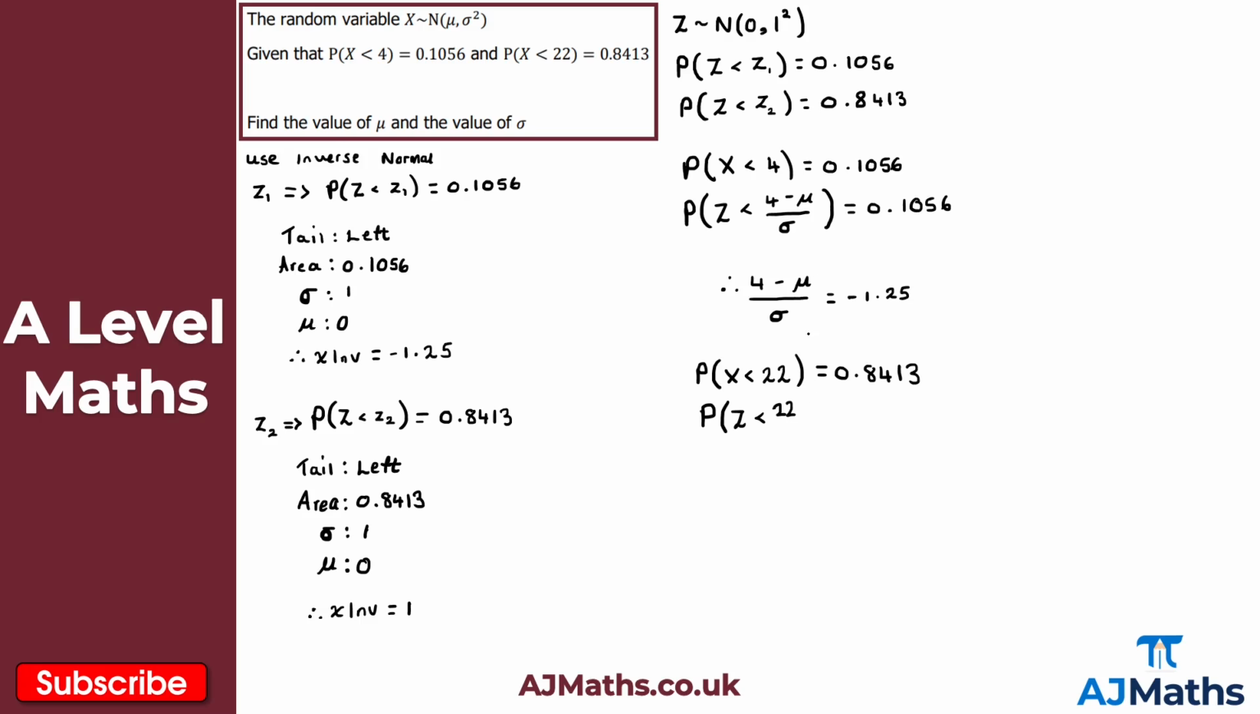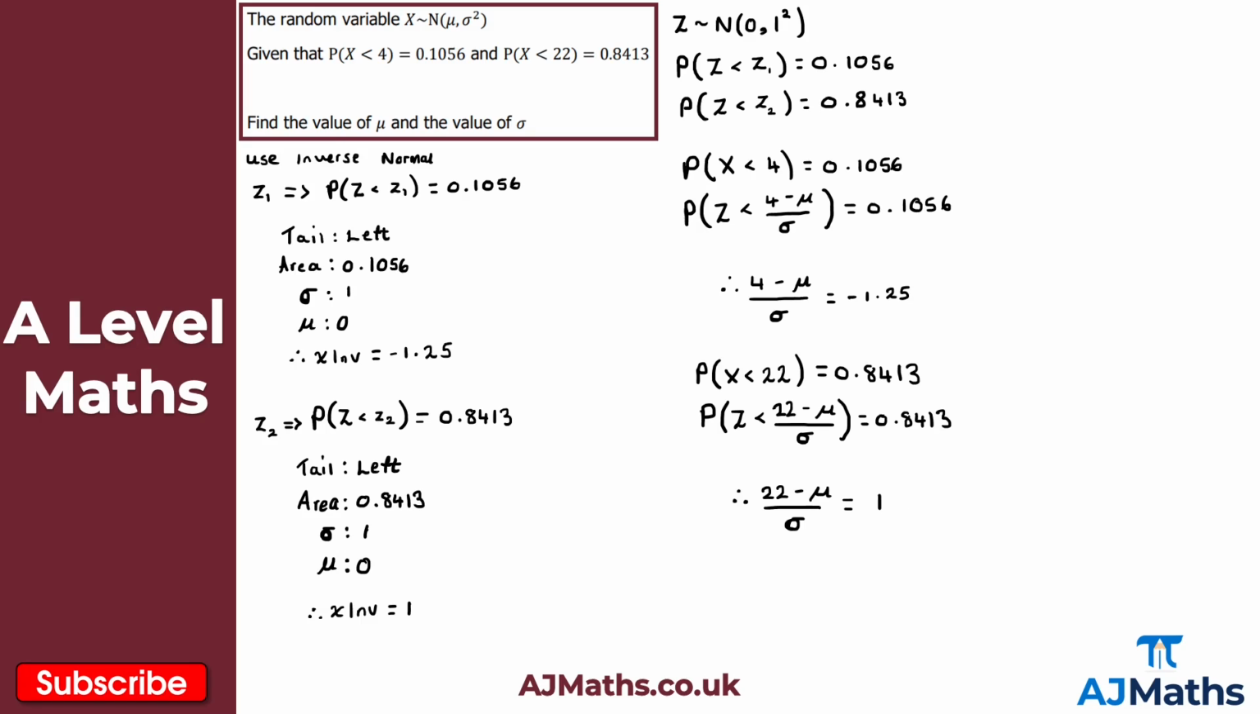Again, we don't know the value of the mean or the standard deviation here. So it's going to be 22 minus mu, and that's all over sigma. Okay. And again, that's equal to this probability here. So in that case then, 22 minus mu over sigma must be equal then to this x inverse here for z2. So therefore, I've got 22 minus mu over sigma, and that must be equal then to x inverse for z2, which is 1. Okay.